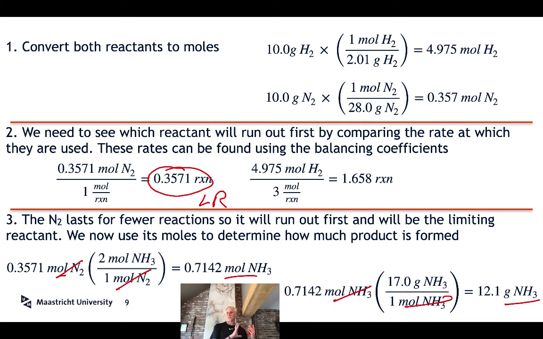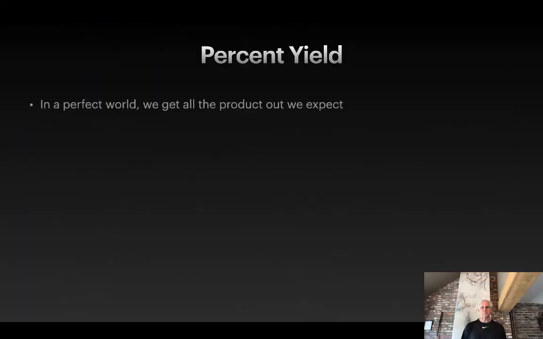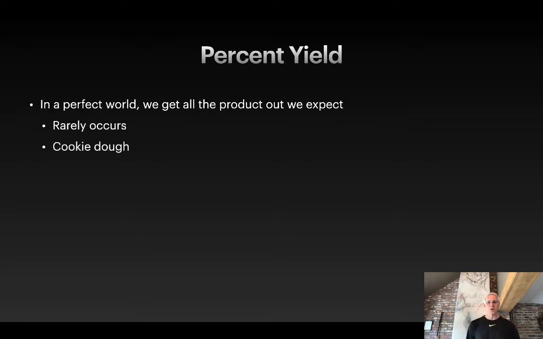So what we find is if we put in 10 grams of H2 and 10 grams of N2 into a reaction, I'm going to expect that I get 12.1 grams of NH3 out of that reaction. Now, in a perfect world, that's how much product we would get. We'd put in 10 grams of H2, 10 grams of N2, and we should get 12.1 grams of NH3. However, it very rarely occurs that we get a perfect reaction.